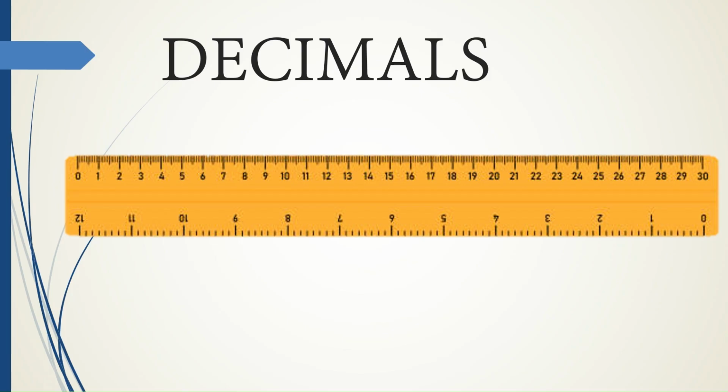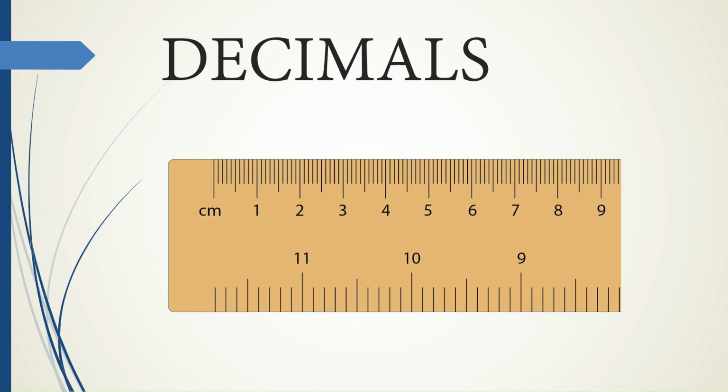Decimals. Consider the ruler that we use for drawing straight lines. On that, we can see the markings 0, 1, 2 till 30. These represent centimeters. And between two consecutive centimeters, we can see other markings which represent millimeters. So the smallest unit here is the millimeter.